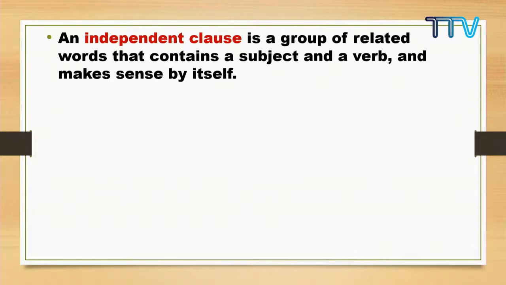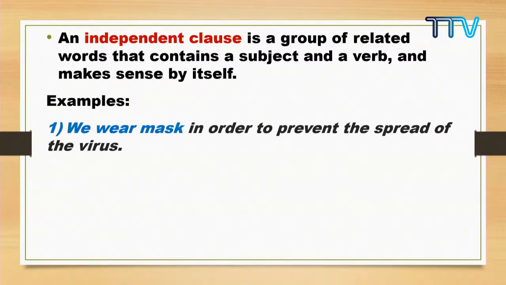For example, "We wear masks in order to prevent the spread of the virus." I've highlighted "we wear masks" in blue color. In this sentence, the clause "we wear masks" is an independent clause because it makes sense. This clause makes sense; this is independent. "In order to prevent the spread of the virus" is another clause, a dependent one. Right now we are focusing on the independent clause, so I have highlighted the independent clause in blue color.